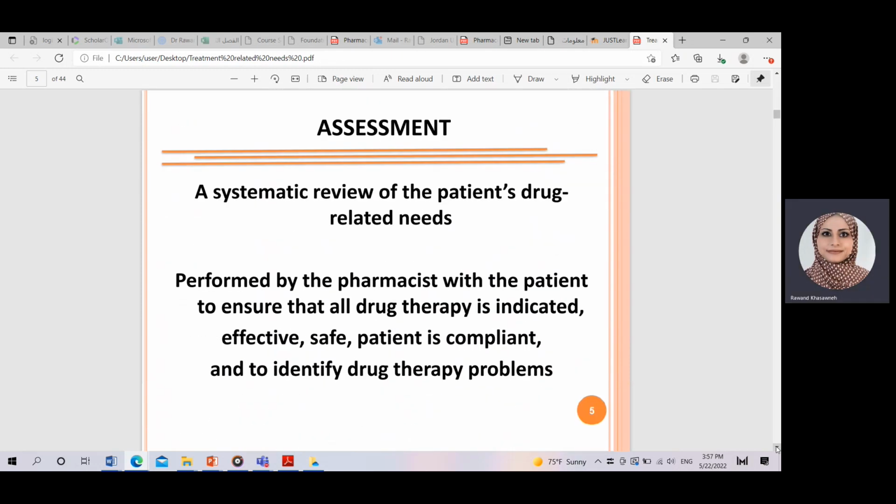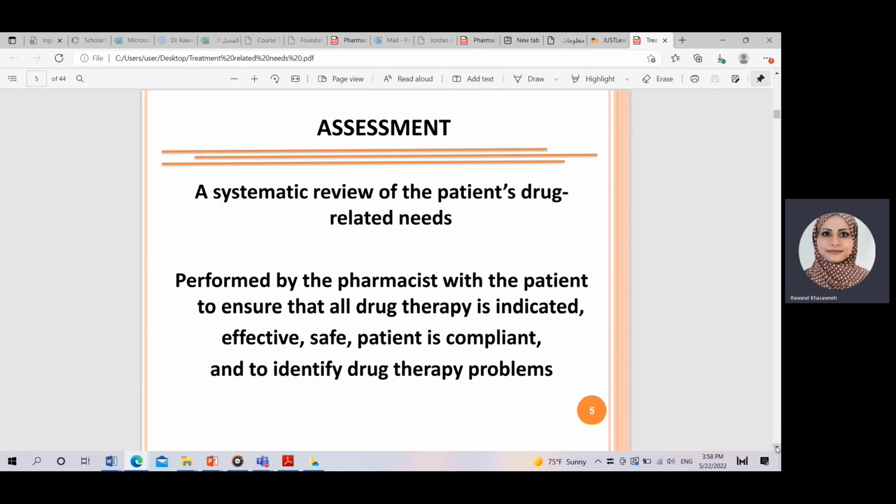So in this step, the assessment step, in this slide, we have the definition of the assessment. The assessment is a systematic review of the patient's drug-related needs. This step is usually performed by the pharmacist, by which a systematic and comprehensive assessment of all the patient's drug therapies, including prescription medications, over-the-counter medications, herbal products, home remedies, and nutritional supplements, is reviewed. Such assessment is conducted to determine whether they are indicated, effective, and safe, as we just mentioned in the previous slide.